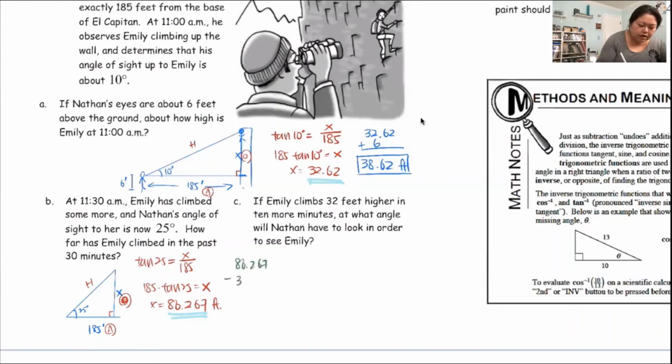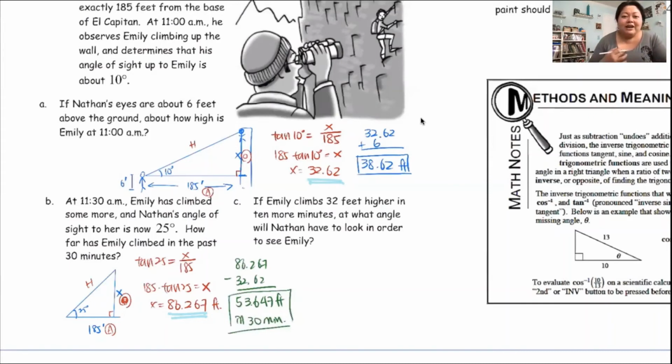So we're going to compare the difference and we're going to say 86.267 minus 32.62. So she's climbed 53.647 feet in 30 minutes. That's really, really impressive. That's a lot of height to cover.